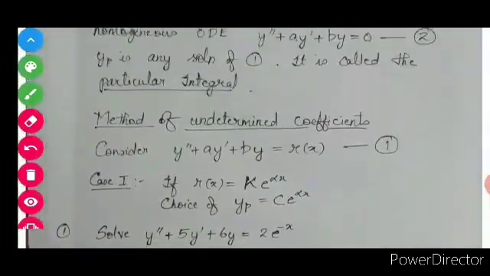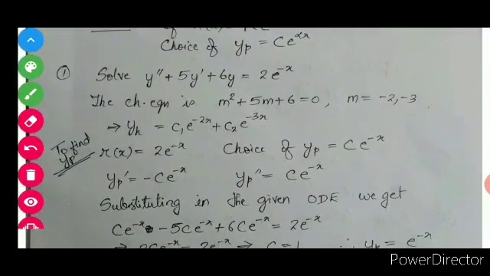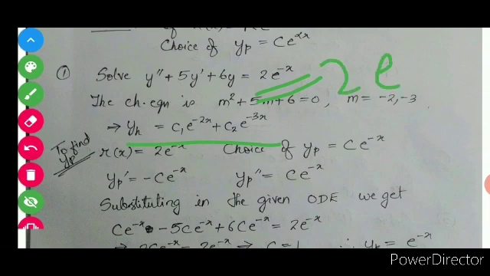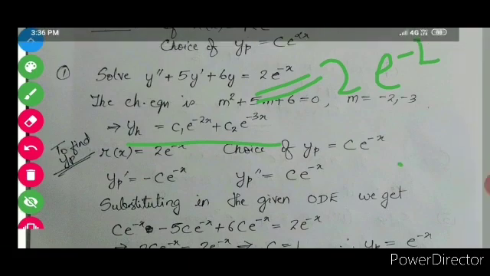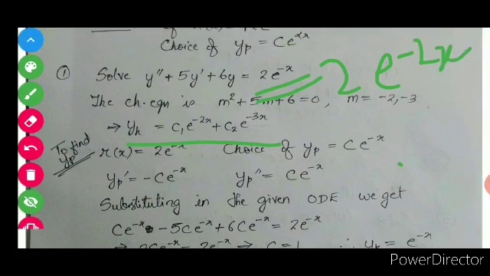So for example, in this given question, what is the right hand side you have? You have the right hand side as 2 e raised to minus x. And your yh you are actually getting as c1 e raised to minus 2x plus c2 e raised to minus 3x. Suppose your right hand side was 2 e raised to minus 2x. Then the problem is your right hand side involves e raised to minus 2x, and in your yh also one solution is e raised to minus 2x. So here you will have a problem.